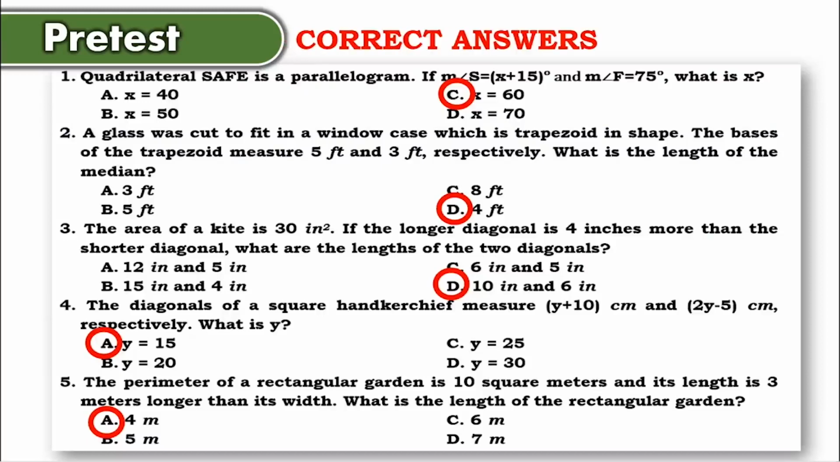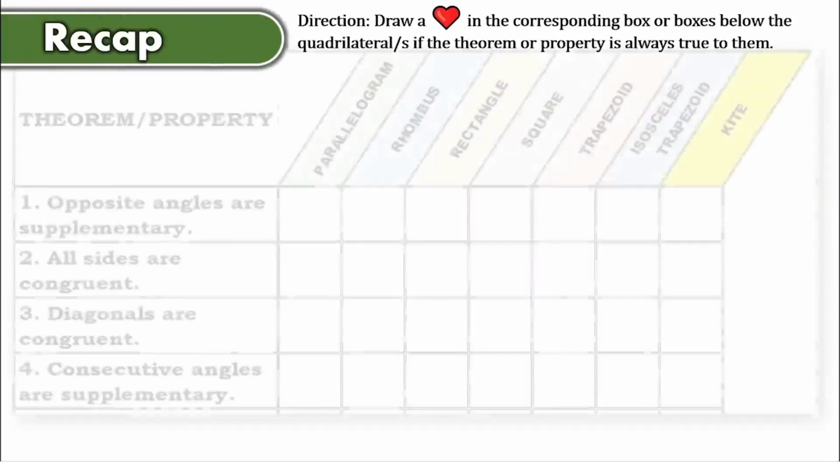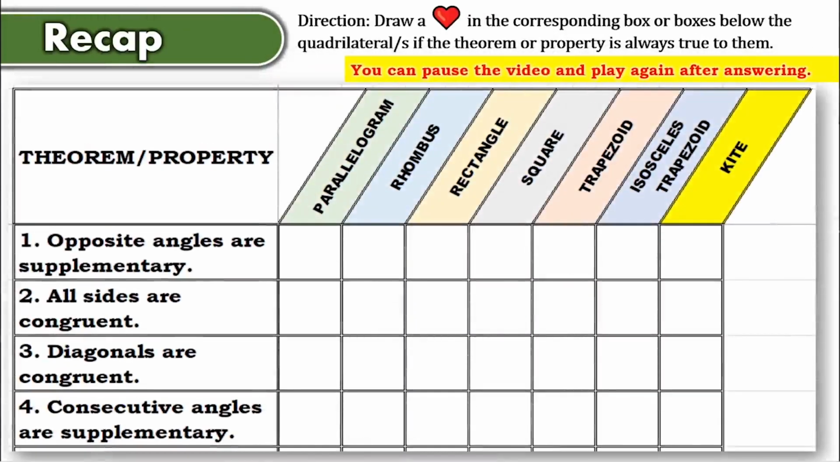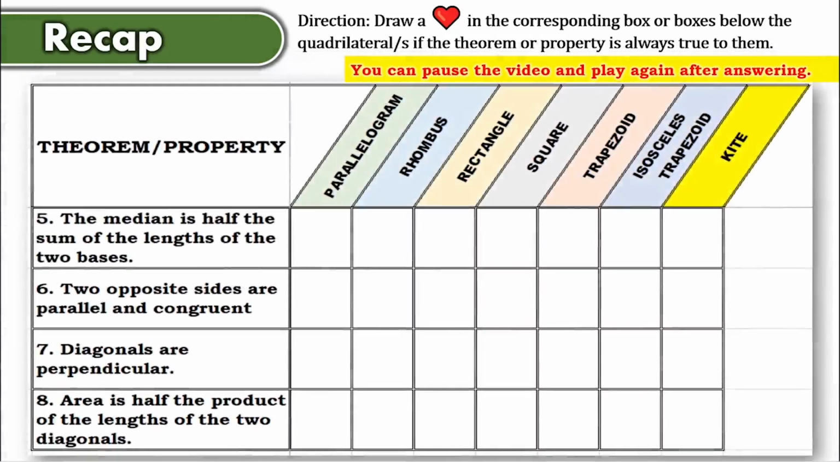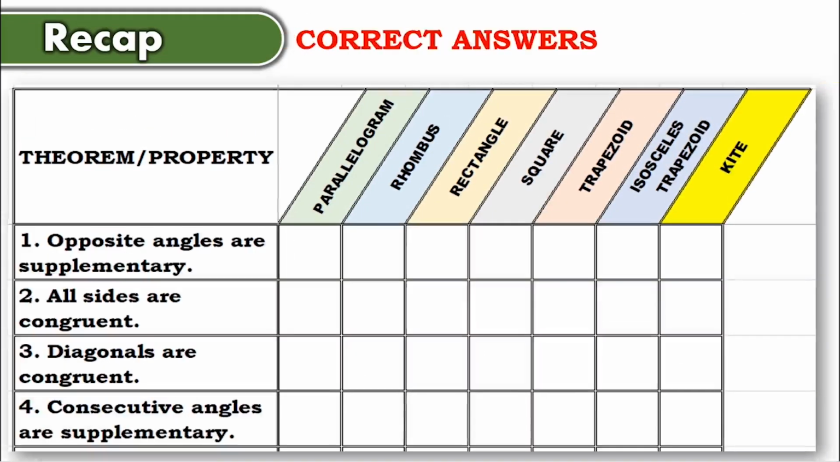And these are the correct answers for the pretest. Now let's have a recap. Draw a heart in the corresponding box or boxes below the quadrilateral or quadrilaterals if the theorem or property is always true to them. These are the correct answers.